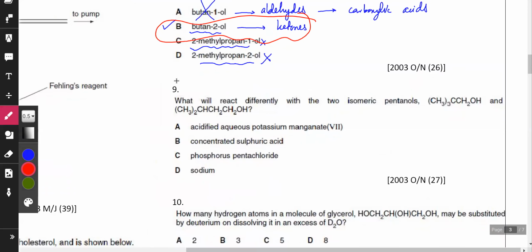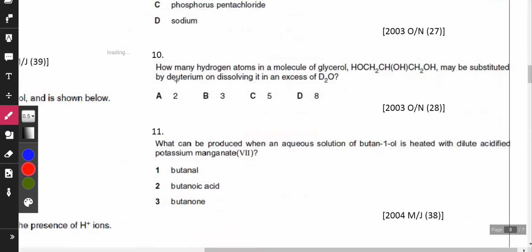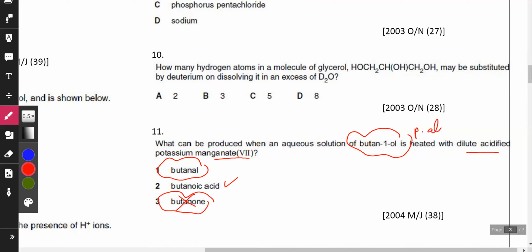Now this one is saying, let's talk about oxidation of alcohols. What can be produced when an aqueous solution of butan-1-ol is heated with dilute acidified dichromate? So you would get an aldehyde, you would get a carboxylic acid, but you're not going to get a ketone. This is going to be incorrect because this one is a primary alcohol. So you'll get aldehydes, you'll get carboxylic acids, but not ketones. Is this clear? Yes.